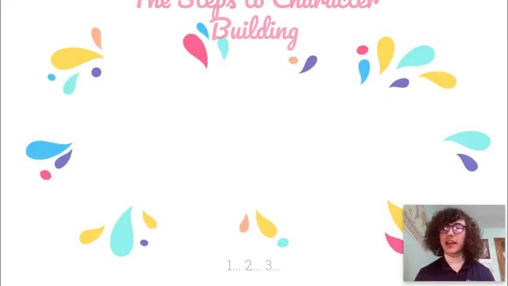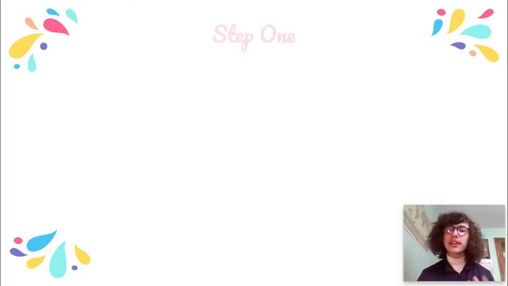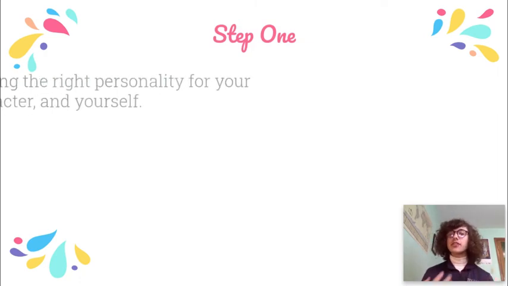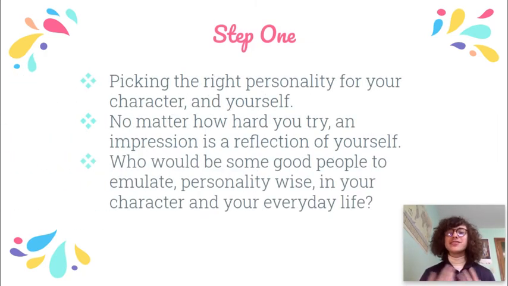Now, when we get into character building and voice acting, there's three basic steps to this. So, step one is finding the personality that fits your voice and yourself, because your characters are a direct reflection of yourself. No matter how crazy, absurd, or whatever else, you'll always find a little bit of yourself in there. And when you put that little bit of yourself into your characters, it makes a world of difference.